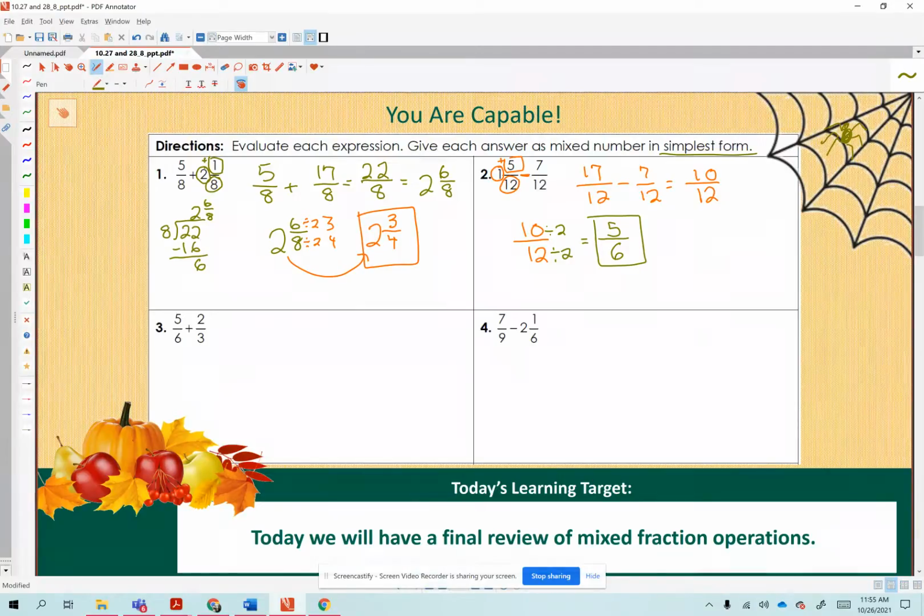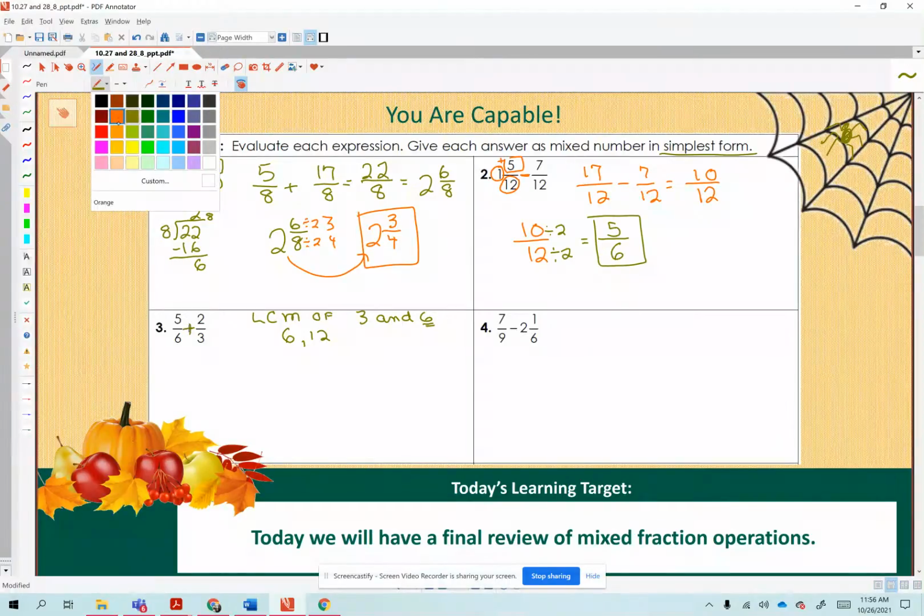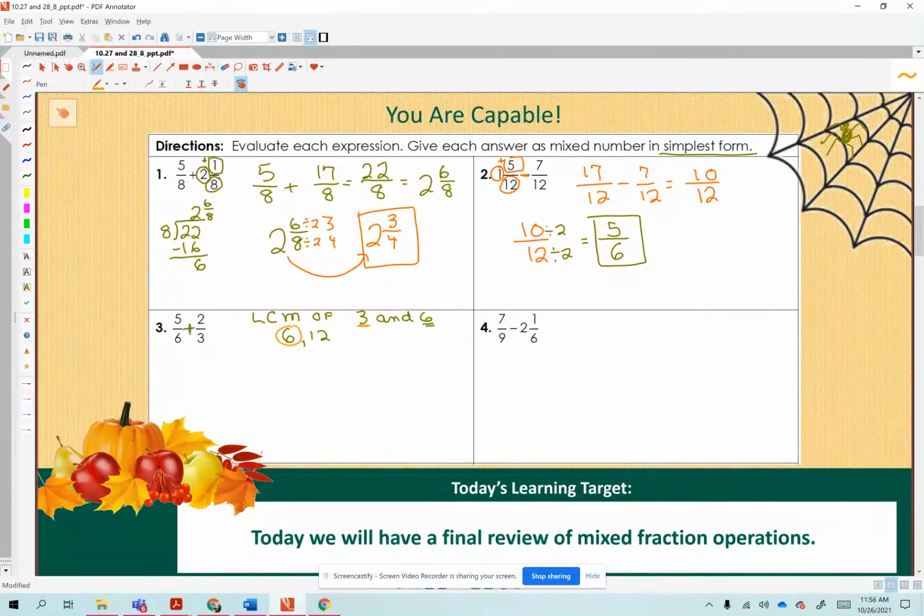So number 3, let's always check our operation. So for number 3, we will be adding, and we need to have a common denominator. So we need to find the LCM, least common multiple, of 6 and 3. So let's take this larger number and look at the multiples of 6, which are 6, 12. Now wait a minute. If we stop and look at this carefully, we see we don't really need to go that far because 6 is a multiple of 3.